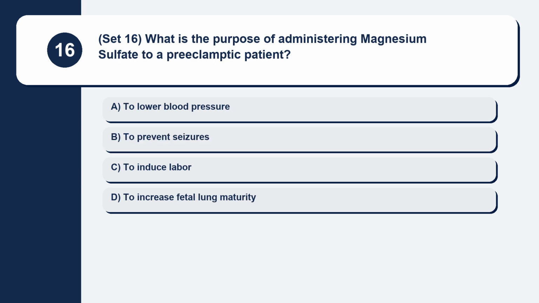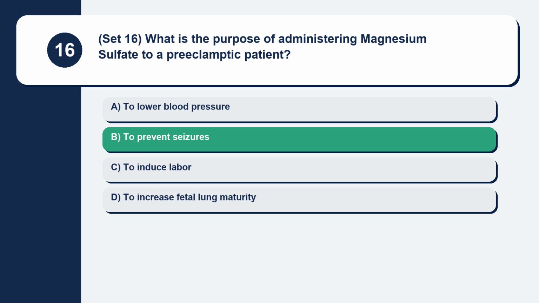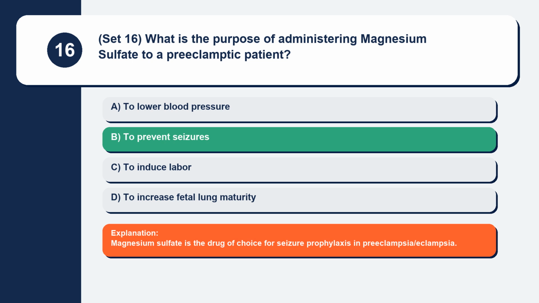Question 16. Set 16. What is the purpose of administering magnesium sulfate to a preeclamptic patient? To lower blood pressure, to prevent seizures, to induce labor, to increase fetal lung maturity. Magnesium sulfate is the drug of choice for seizure prophylaxis in preeclampsia/eclampsia.